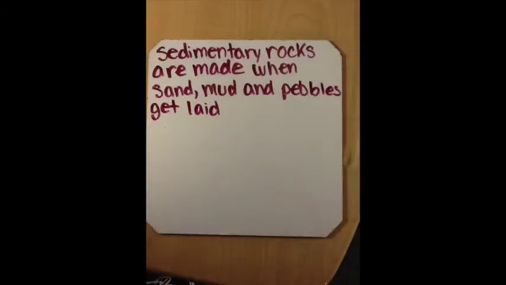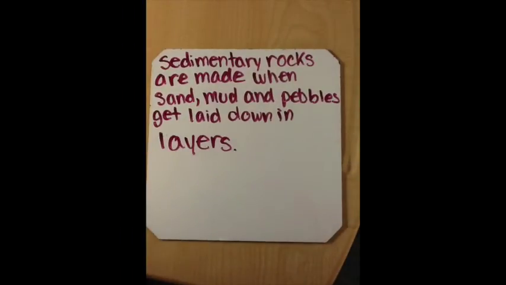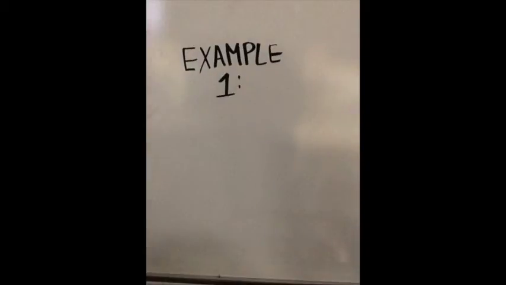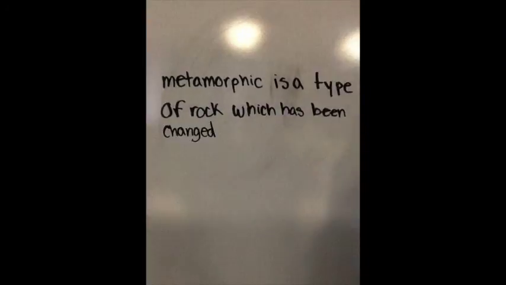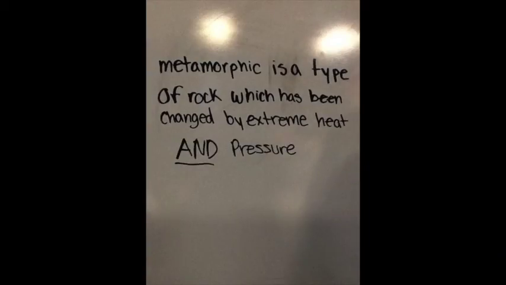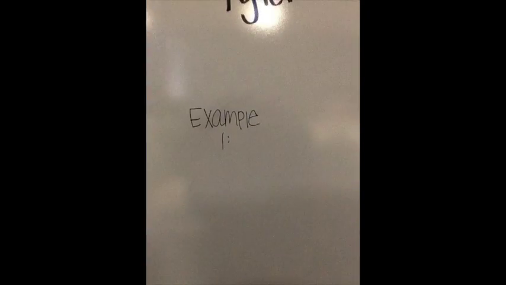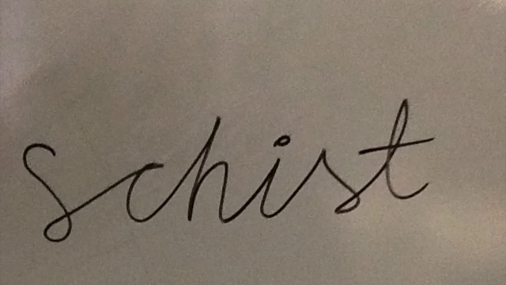Sedimentary. Sedimentary rocks are made when sand, mud, and pebbles get laid down in layers. Example 1: limestone. Example 2: sandstone. Metamorphic is a type of rock which has been changed by extreme heat and pressure. Example 1: slate. Example 2: schist.